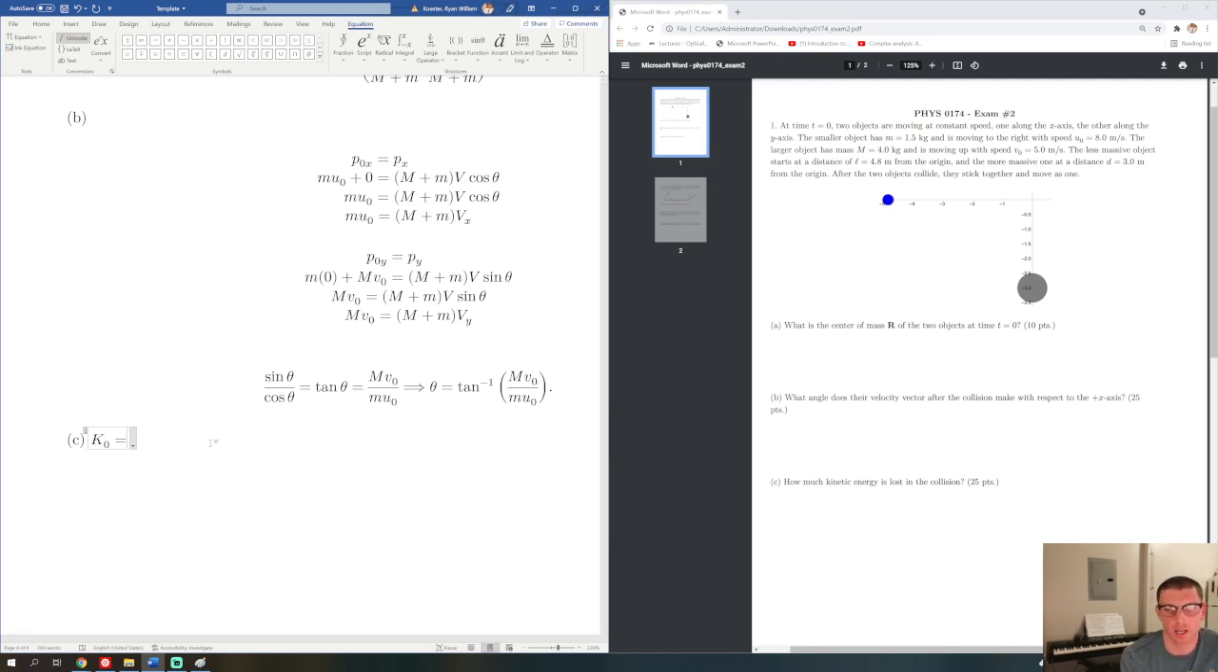So the initial kinetic energy is going to be 1/2 little m u naught squared, right? Plus 1/2 big M v naught squared.